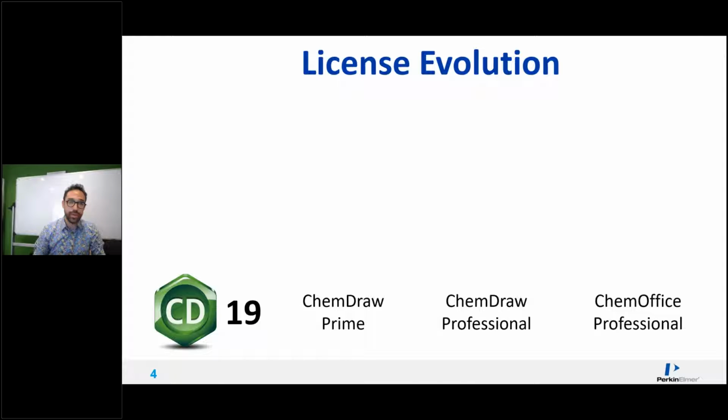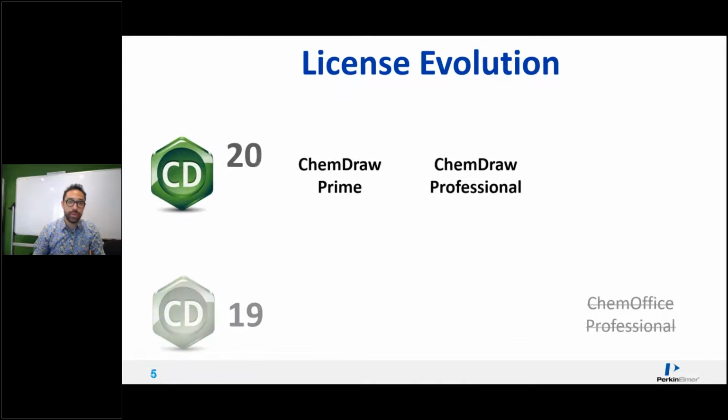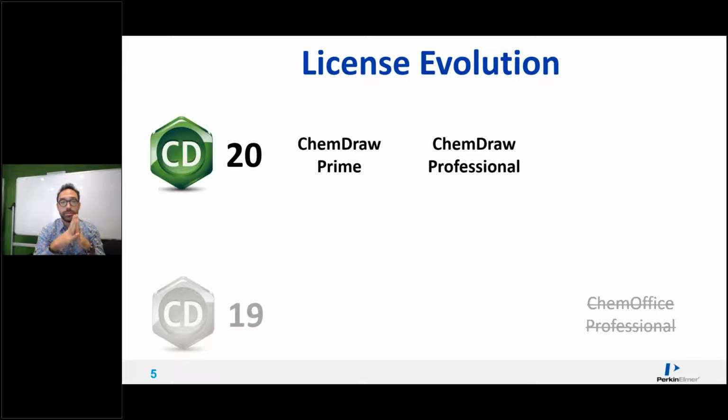And within 10 days, we're gonna have just one name change. So ChemDraw Prime and ChemDraw Professional will remain the same for version 20. ChemOffice Professional will become just a name change. ChemOffice plus Cloud is the new name for the offering.